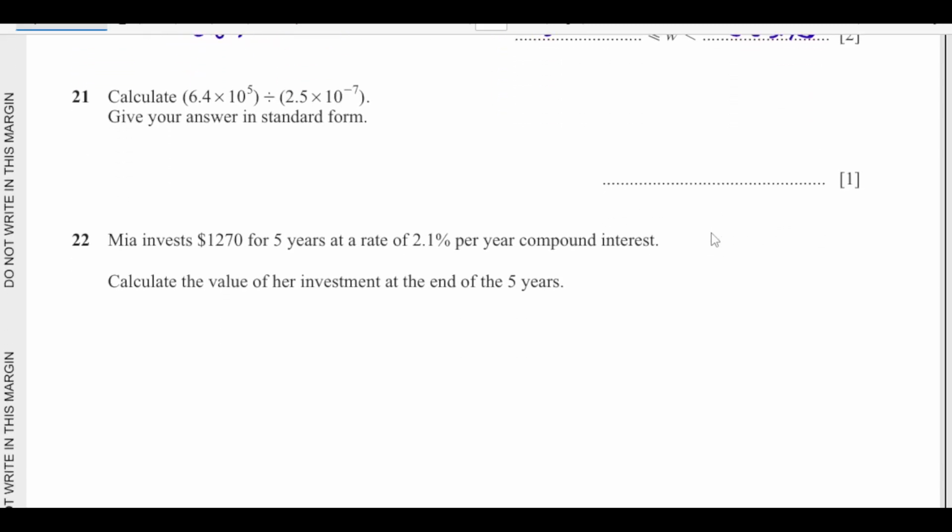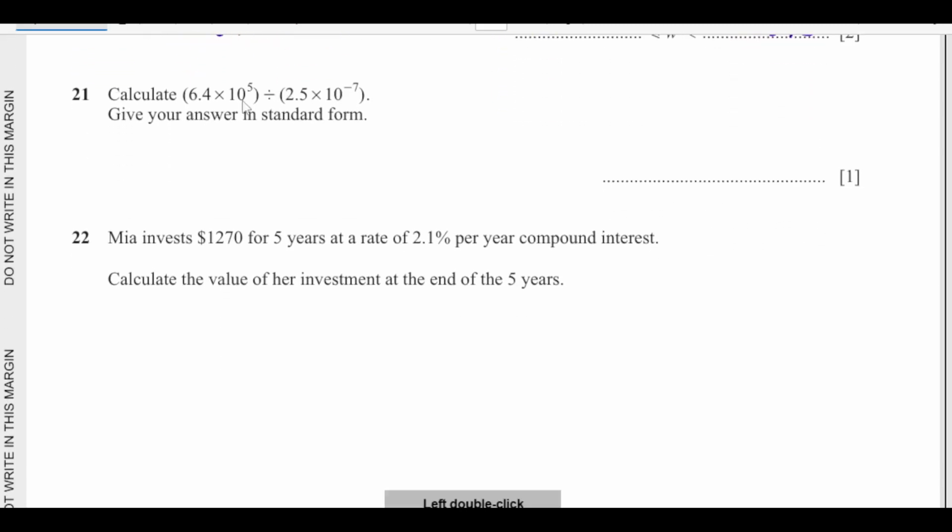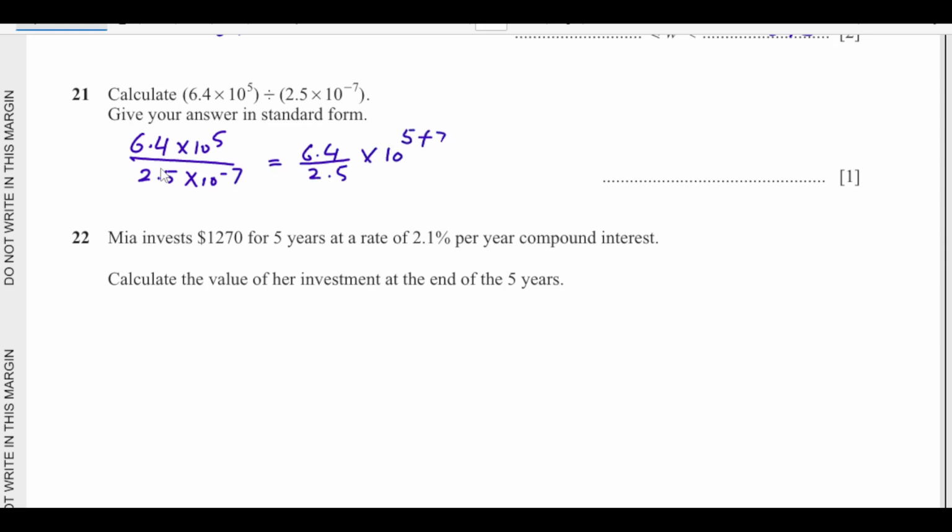Number 21. Calculate 6.4 times 10 raised to power 5 and all this. Write your answer in standard form. So let me rewrite this way: 6.4 times 10 raised to power 5 divided by 2.5 times 10 raised to power minus 7. So 6.4 divided by 2.5, then 10 raised to power 5 plus 7. This 7 is negative here, when we take it up, it becomes positive. So 6.4 divided by 2.5 is 2.56 times 10 raised to power 12. This is the final answer.